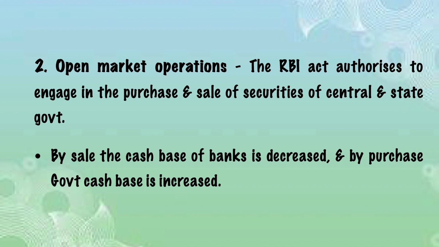So that money, where is it going? It is reaching the other side, the government. Is that clear? So by open market operations, when the government sells, the cash balance with the bank decreases and the cash balance with the government increases.